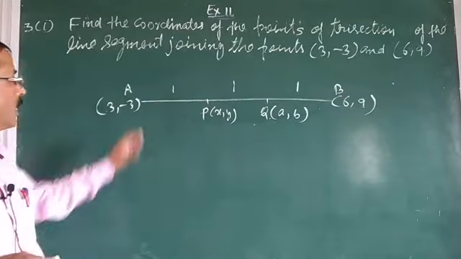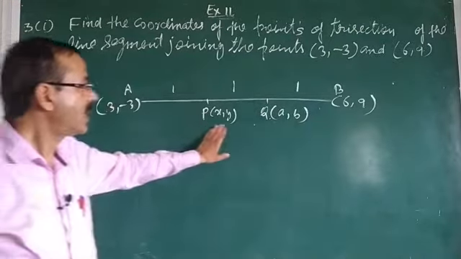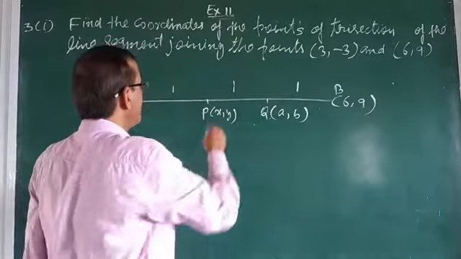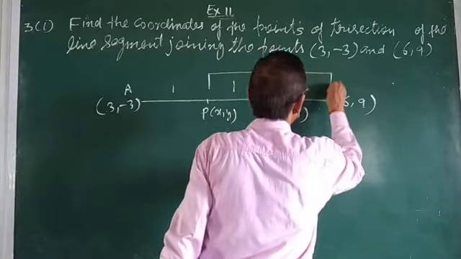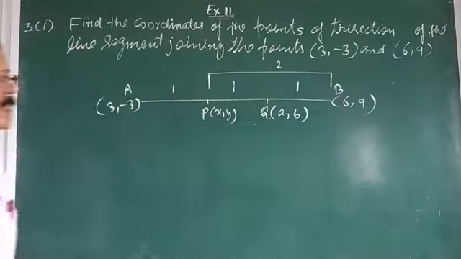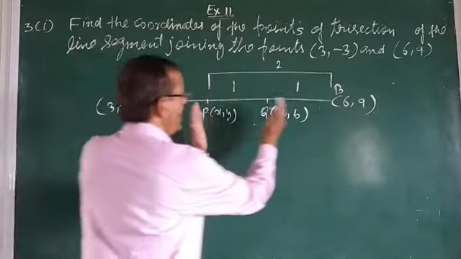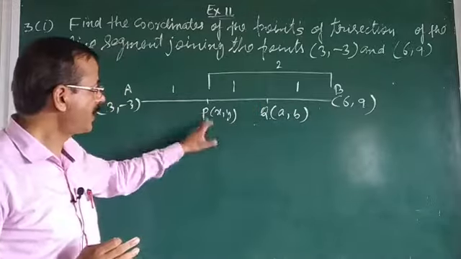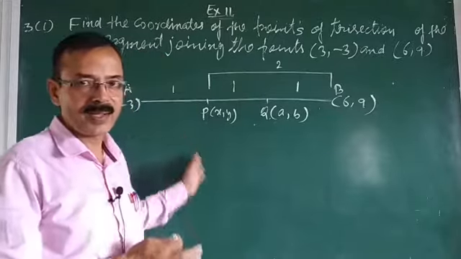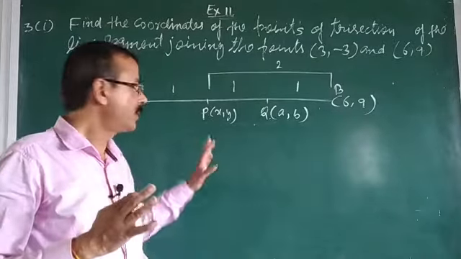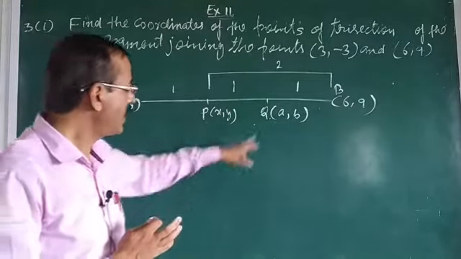If you are taking P, then AP will be 1 and PB will be 2. PB means from P to B, it will be 2. So there will be 2 parts, AP and PB, in that case. P and Q are 2 points dividing the line into 3 parts. So we are asked to find the coordinates of P and the coordinates of Q.